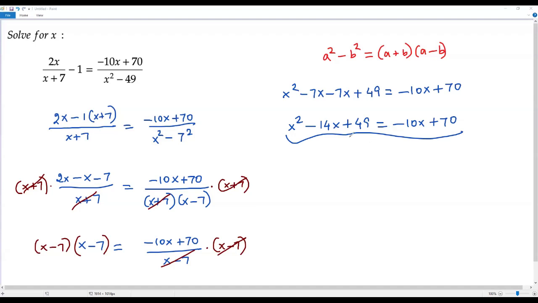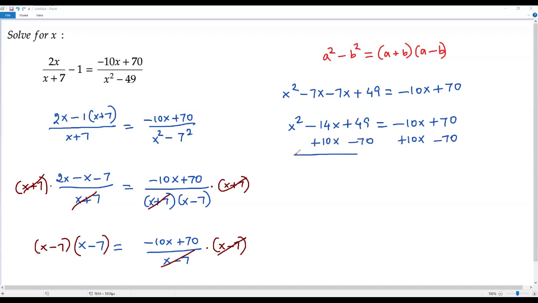The standard form of a quadratic equation requires all the terms on one side of the equation, with 0 on the other side. Let me try to make the right side 0. For that, we have to get rid of the negative 10x and the positive 70. So I am adding 10x to both sides, and I also subtract 70 from both sides.